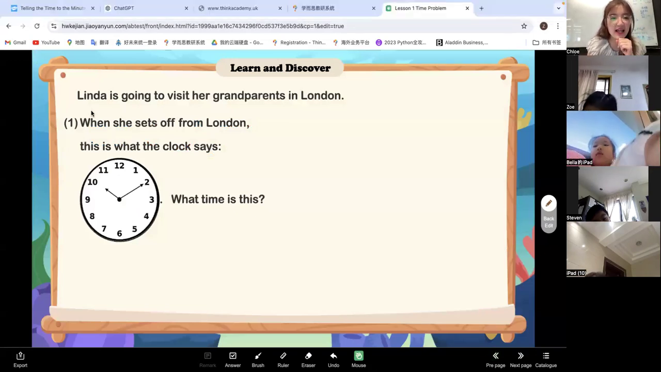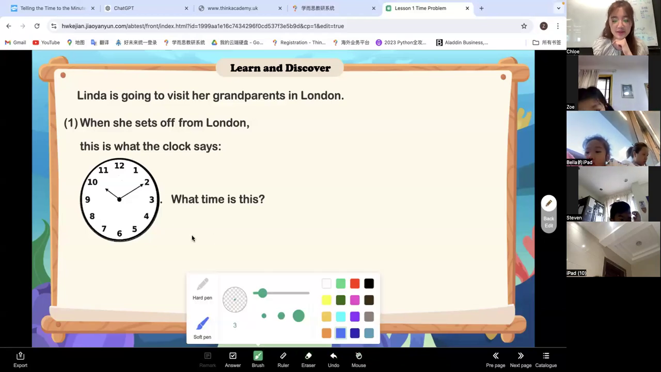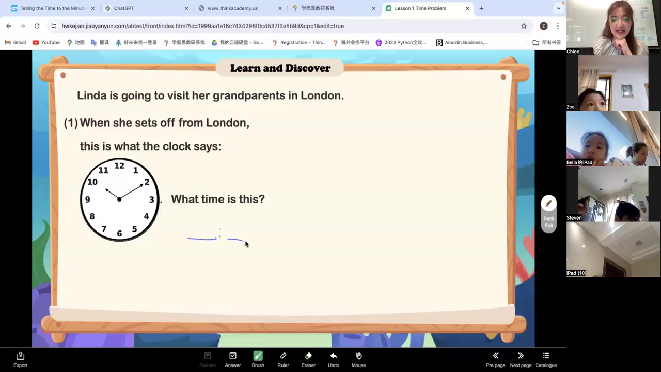So now, let's read it. Ready? Read with me, okay? Linda is going to visit her grandparents in London. When she sets off from London, this is what the clock says. What's the time on the clock? Okay, I think it's not hard for you, right? Okay, so now we will write the digit time with hour and minute.